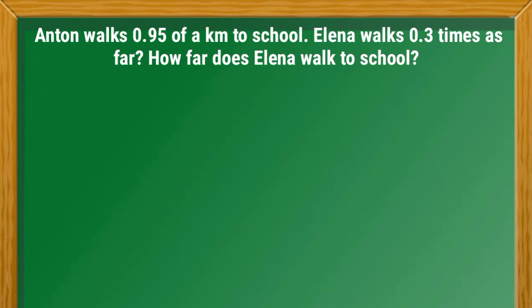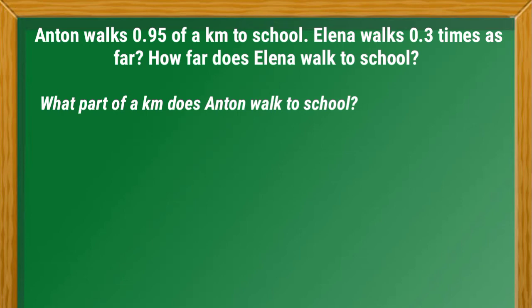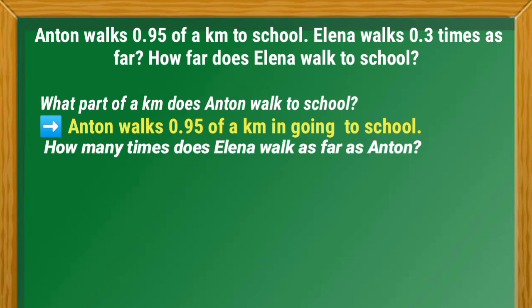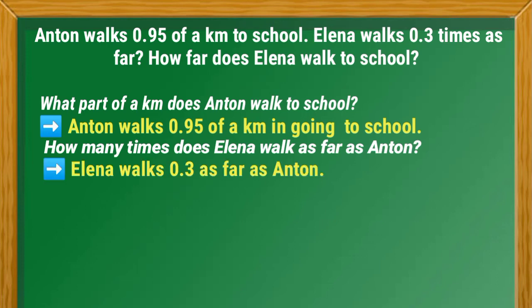Problem number 2. Anton walks 95 hundredths of a kilometer to school. Elena walks 3/10 times as far. How far does Elena walk to school? What part of a kilometer does Anton walk to school? Anton walks 95 hundredths of a kilometer in going to school. How many times does Elena walk as far as Anton? Elena walks 3/10 times as far as Anton. How far does Elena walk to school?